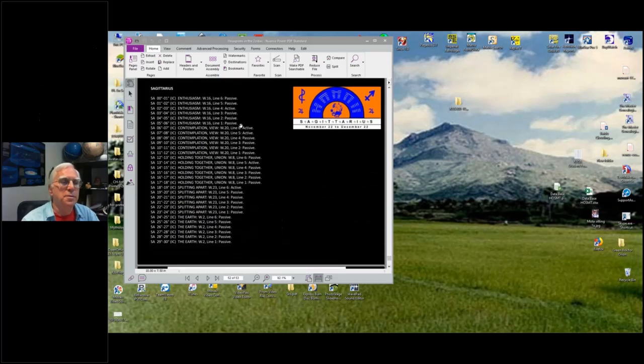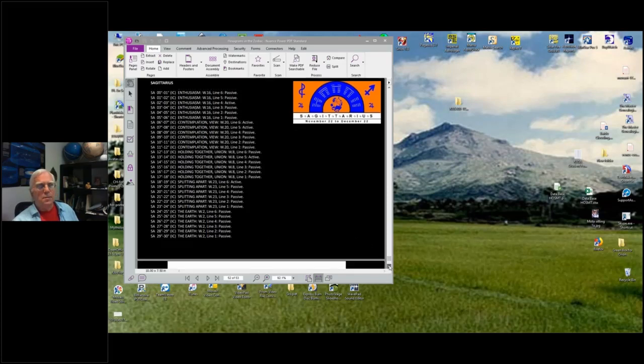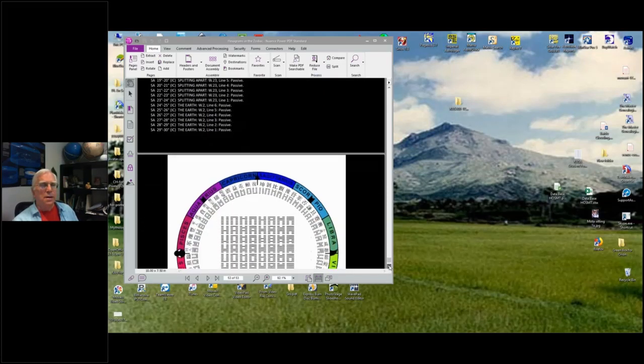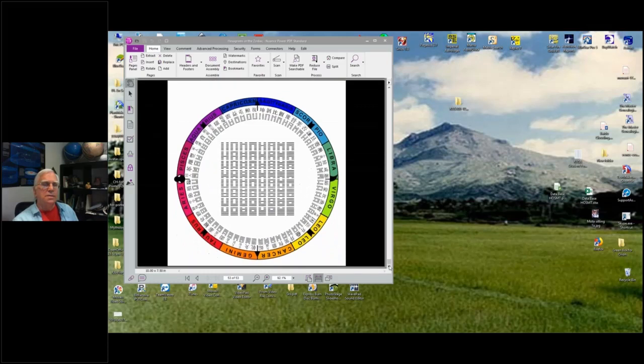Then we have Sagittarius: enthusiasm, contemplation, view, holding together, splitting apart, and the Earth. That's the great start. That's really the end. Capricorn is the beginning of the cycle. But this is the same thing with the Zodiac and the I Ching, only in this one it just has the Chinese names put around with the I Ching hexagram. So the pictorial presentation of the words in China, I believe, originated from the pictorial drawings of the hexagrams and then evolved into a much more diversified language.